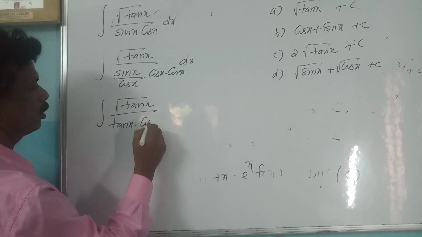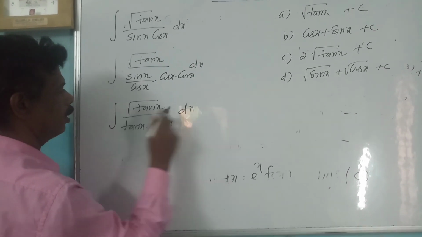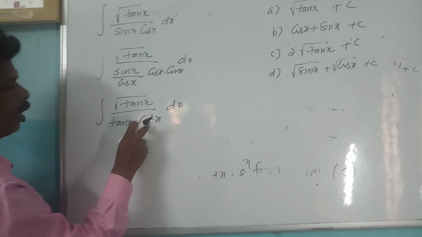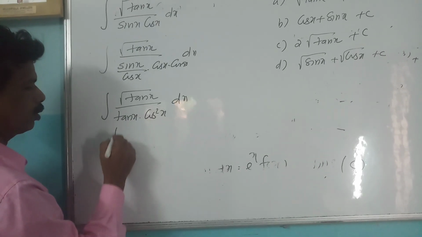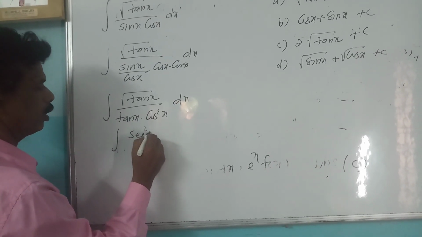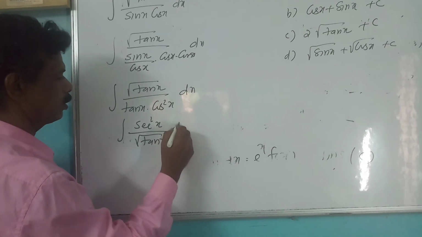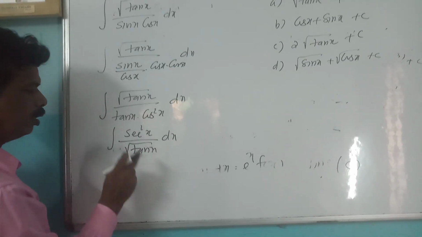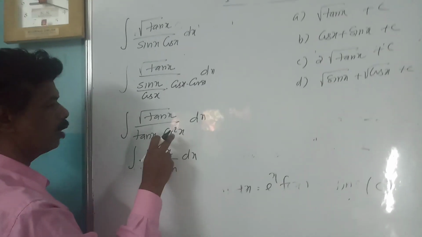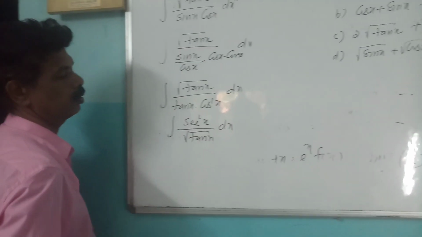Cos x into cos x equals cos square x. We can cancel root tan x with tan x, and also 1 by cos square x equals sec square x. That is sec square x divided by root tan x into dx. The denominator becomes root tan x.